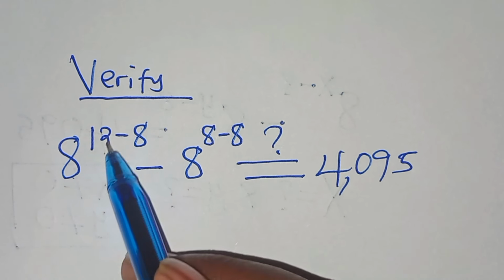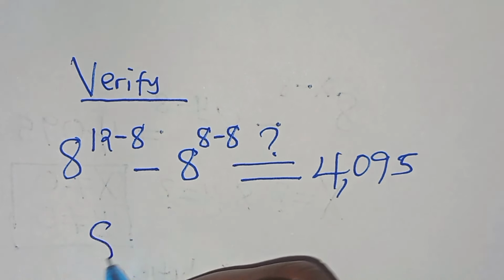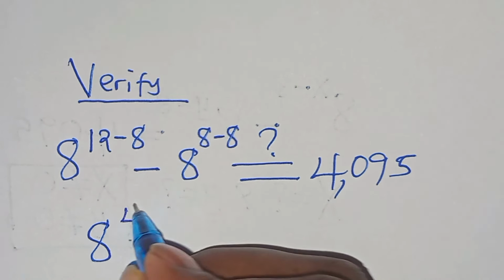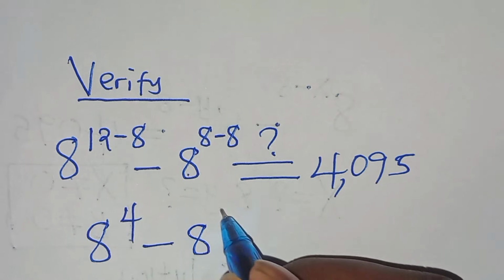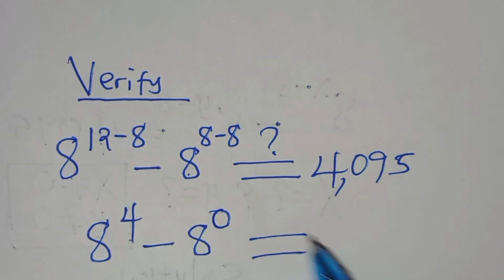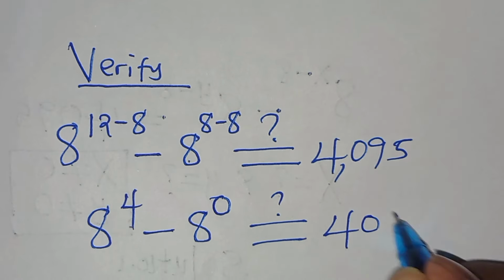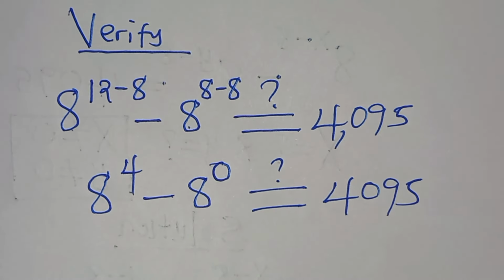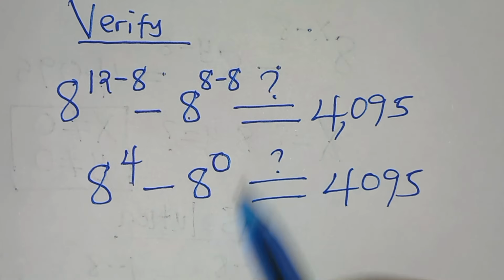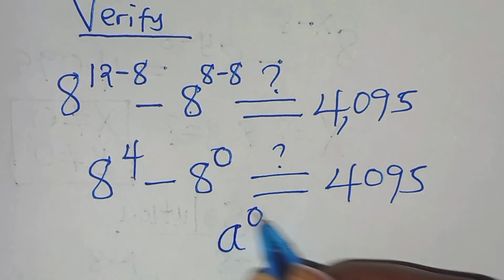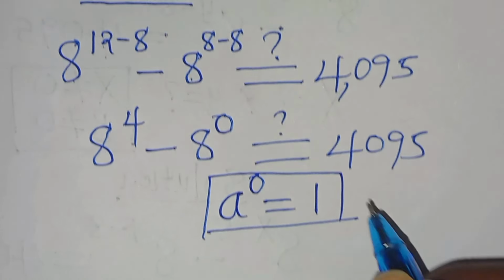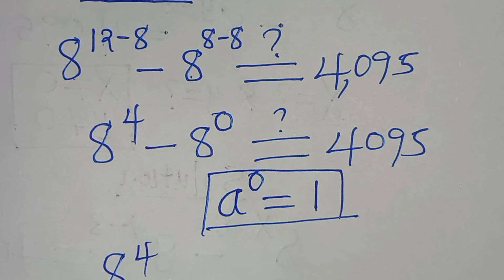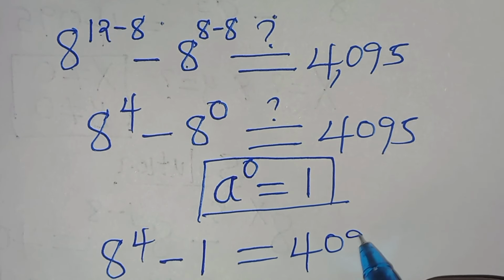Now we have 8 to the power of 12 minus 8. This is 8 to the power of 4. Subtract 8 to the power of 8 minus 8, this is 8 to the power of 0. This is supposed to give us a value of 4095. Now, a to the power of 0 is the same thing as 1. Substituting this, we have 8 to the power of 4 minus 1 equal to 4095.